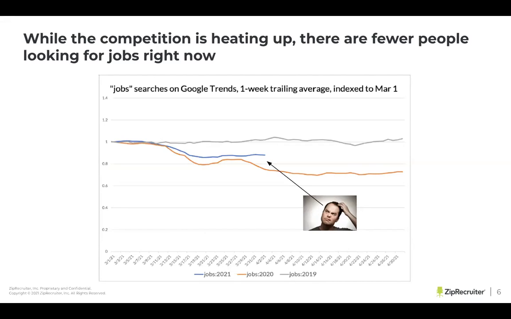In fact, jobs being the number one search term in 2019 and 2020, up until COVID, we're now seeing that this job search term is becoming less and less popular. So as I stated before, for some job seekers, it doesn't actually make sense to re-enter at this time.